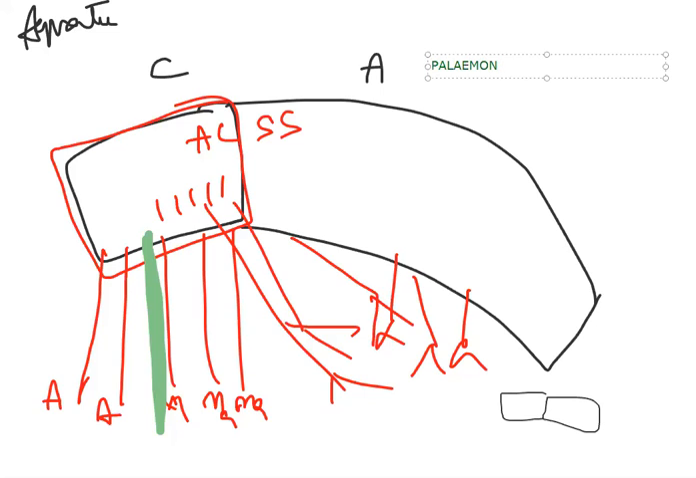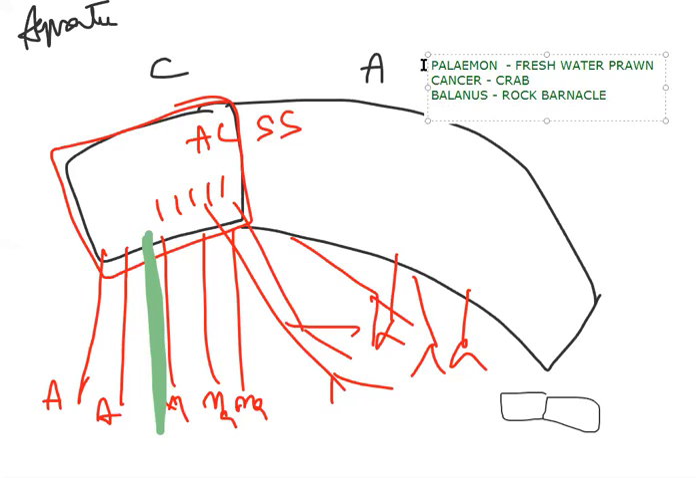Palaemon, which is commonly called freshwater prawn. Next, Cancer, commonly called crab. Balanus, commonly called rock barnacle. Sacculina, root-headed barnacle.